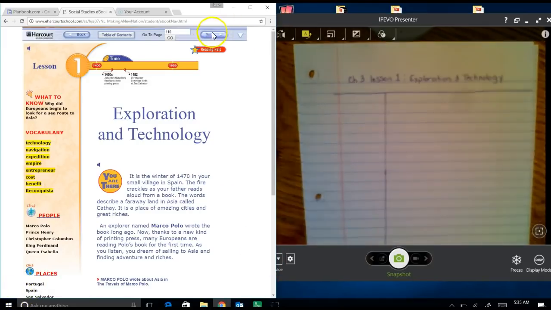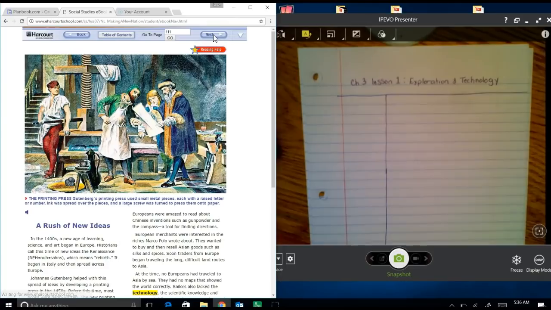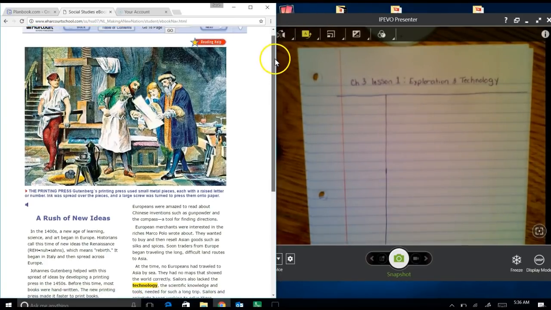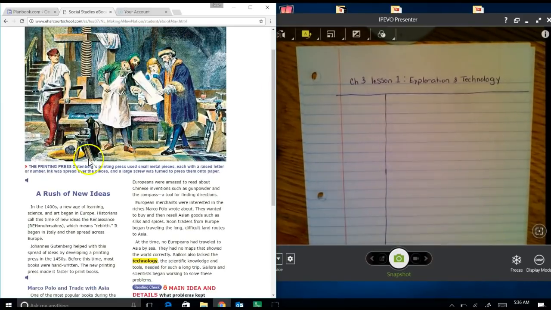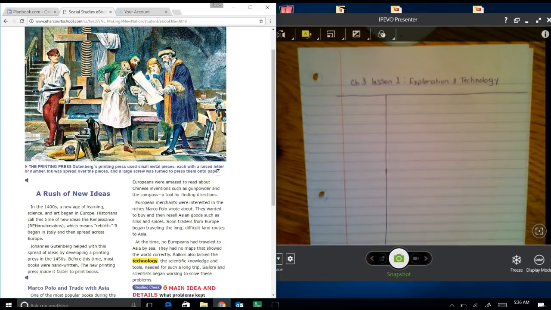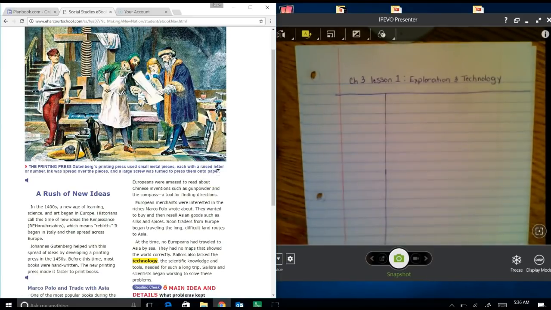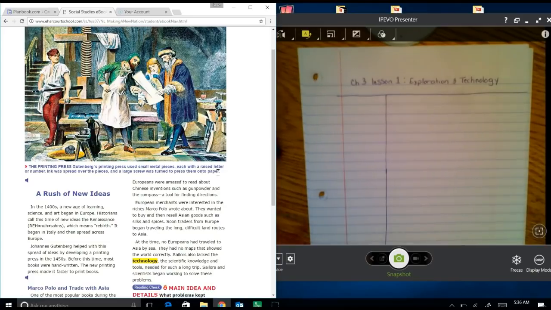Okay, then to switch to the next page, if you didn't know that yet, you click the next. All right, our next title is A Rush of New Ideas. Now, I noticed from looking at here that we have the printing press. The printing press seems to be something that's pretty important. The printing press used small metal pieces, each with a raised letter or number. Ink was spread over the pieces, and a large screw was turned to press them into paper. That seems pretty important. Let's wait and find out.